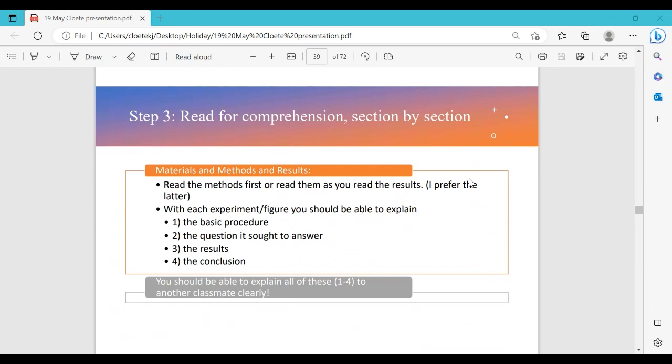Now, once you're done with the introduction, remember, you will get an overview of what the study was about, why they did it, and how they did it. Sometimes people already introduce a summary of the methods in the introduction. So this will basically introduce the subject to you. So look at how this is written.